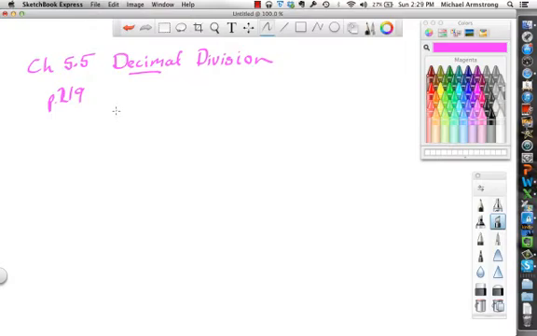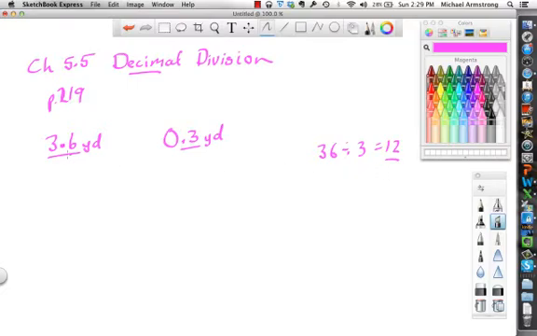Leah is making reusable shopping bags, and she has 3.6 yards of fabric, and she needs 0.3 yards to make one bag. For each bag, we're going to divide 3.6 by 0.3, and we're going to see what happens. First of all, we need to remember that if I were to take the decimals out and I just took 36 divided by 3, I'd get 12. Okay, so we're going to look at how we could get 12 as an answer.